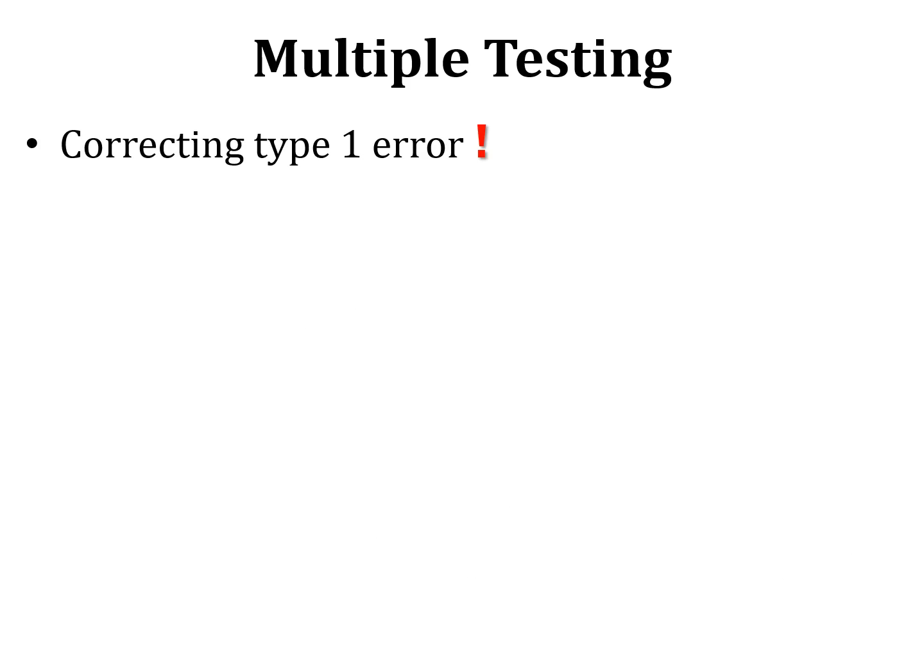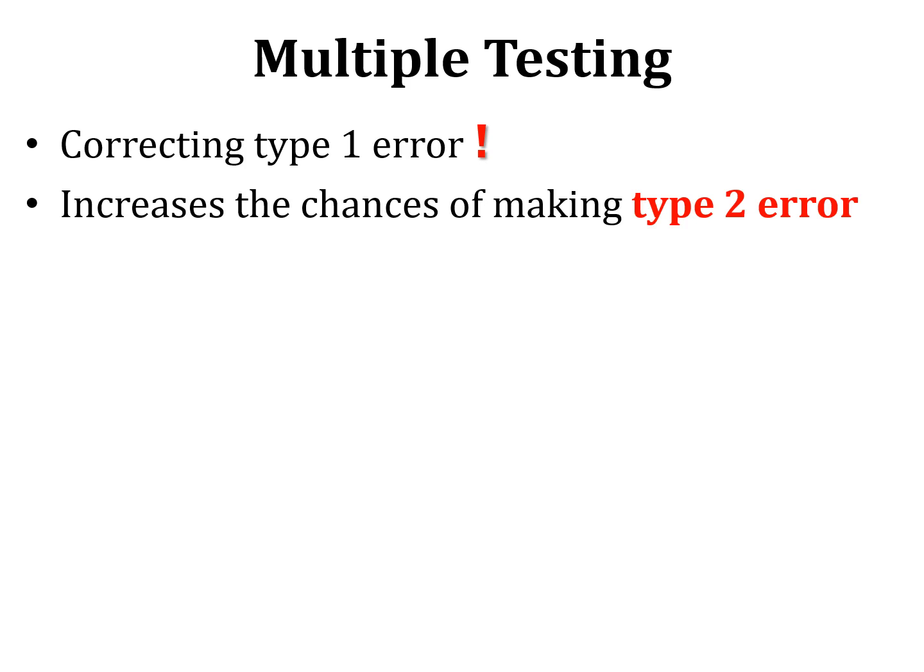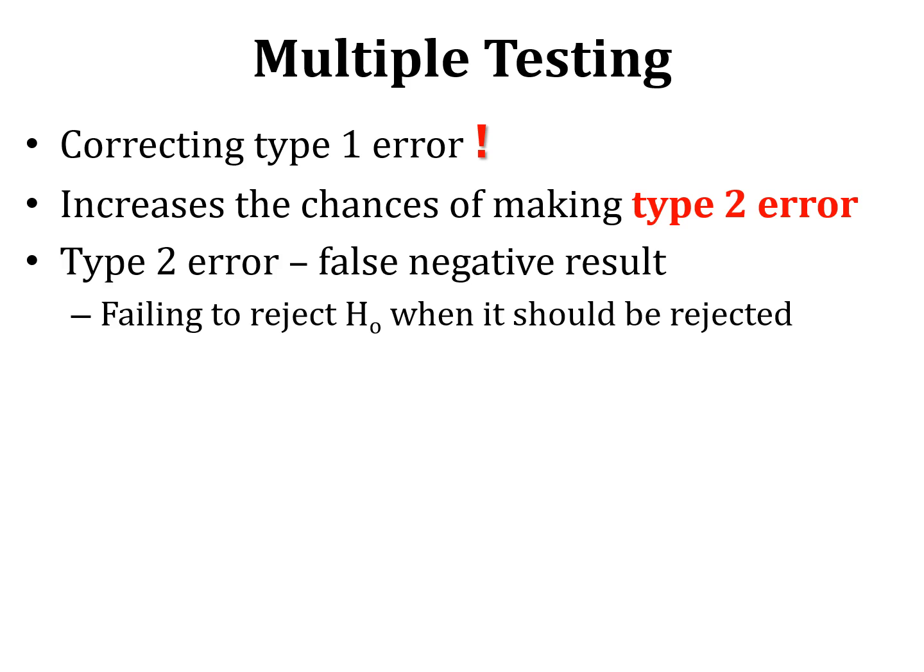But correcting type 1 error should be dealt with caution. Why? Because correcting the type 1 error increases the chances of making a type 2 error. Now, what is a type 2 error? Type 2 error is a false negative result, which means failing to reject the null hypothesis when it should be rejected, right? Failing to reject the null hypothesis when it should be rejected.